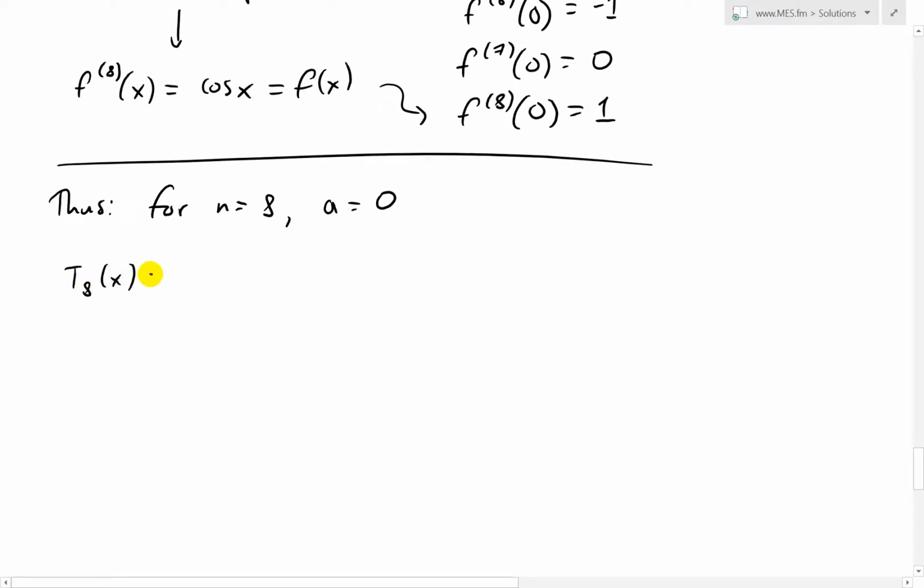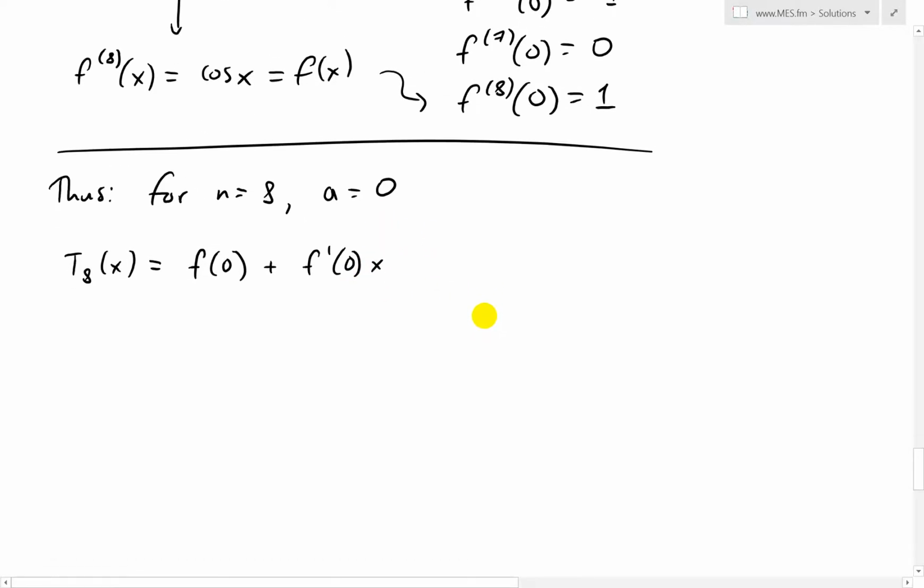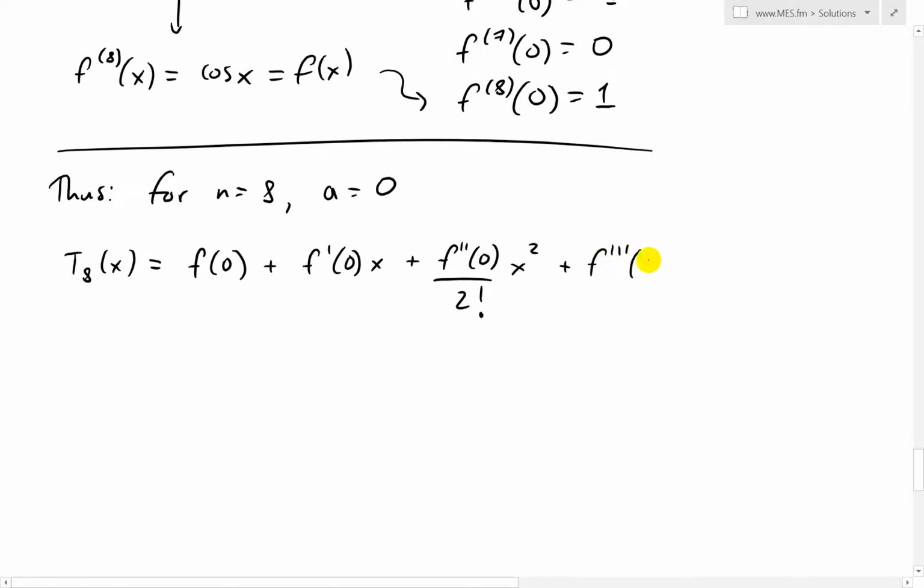T8 of x is equal to, I'll just write this down, f of 0, plus f prime of 0, and then we have x minus 0. Oh yeah, a is just 0, so we just have x, because x minus a, x minus 0, is just that. And then we have the second one, f double prime of 0, divided by 2 factorial, then x squared, plus the third one, f triple prime of 0, x cubed divided by 3 factorial.